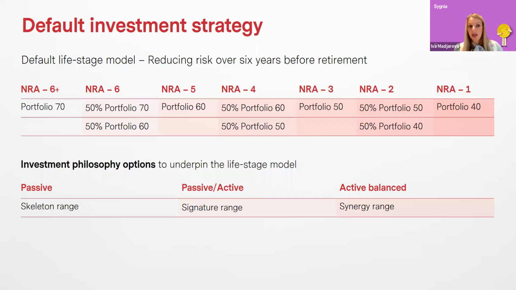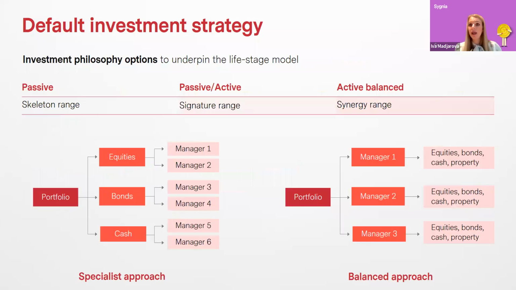And each employer can then choose whether they want to follow the low-cost passive Skeleton range, the passive and active blend, which is the Signature range, or the active balanced range, which is the Synergy range. I did explain these ranges a little bit earlier, but these graphs always really help to visualize and really understand what the portfolio construction differences are between these ranges. The specialist approach is what we follow in the Skeleton and Signature ranges.